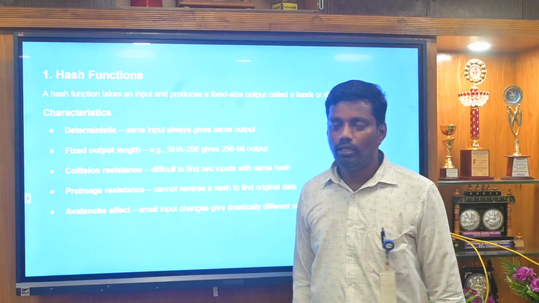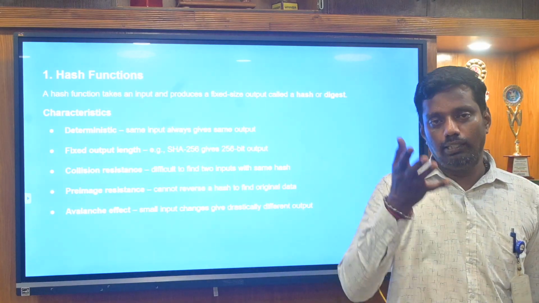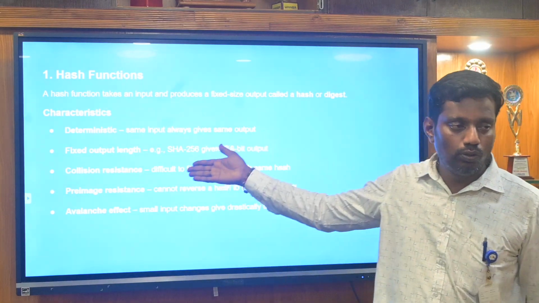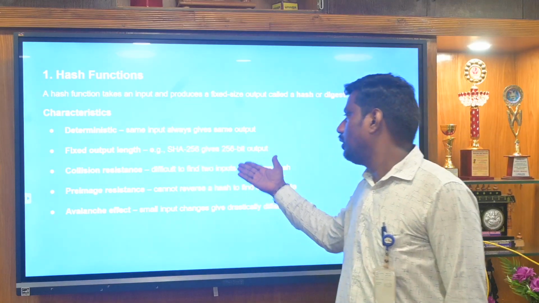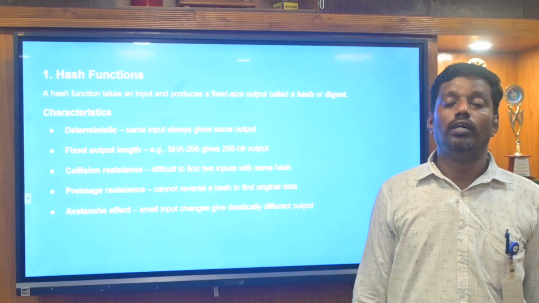The second is a fixed output length, for example SHA-256, the secure hash algorithm 256, which gives 256 bits of output.